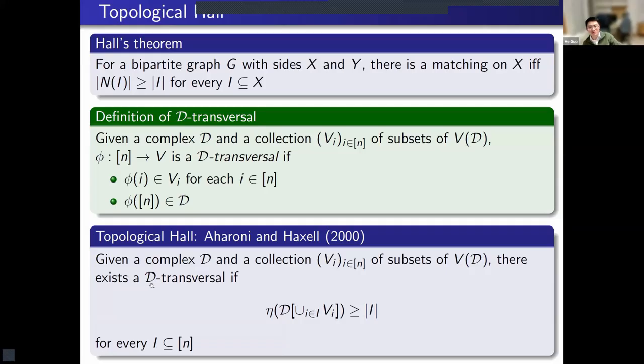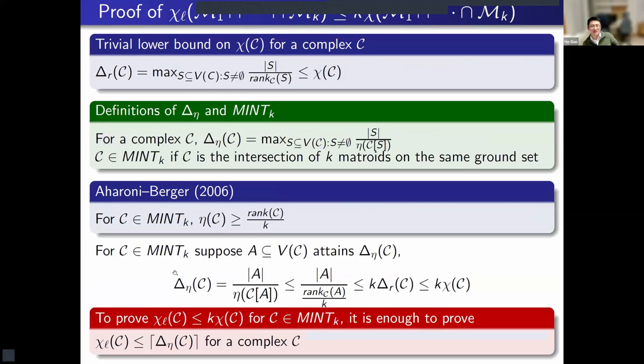Okay, so that is a main tool for us to prove the list chromatic number result. Is there any question about this topological Hall theorem? All right, then we have all the results we need to prove the main result.